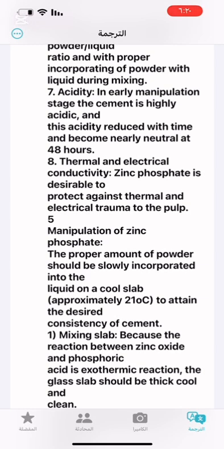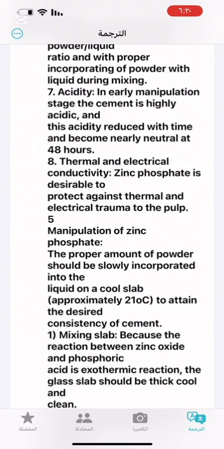8. Thermal and electrical conductivity. Zinc phosphate is desirable to protect against thermal and electrical trauma to the pulp. 5. Manipulation of zinc phosphate. The proper amount of powder should be slowly incorporated into the liquid on a cool slab, approximately 21 °C, to attain the desired consistency of cement.